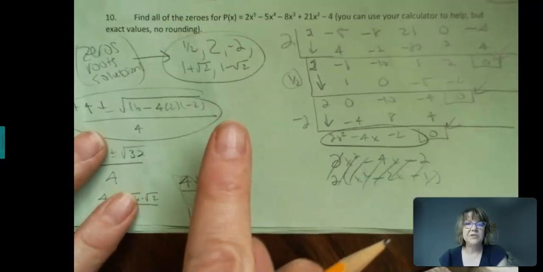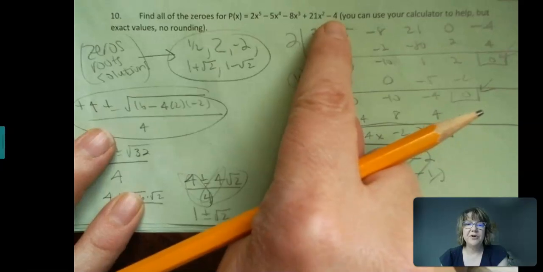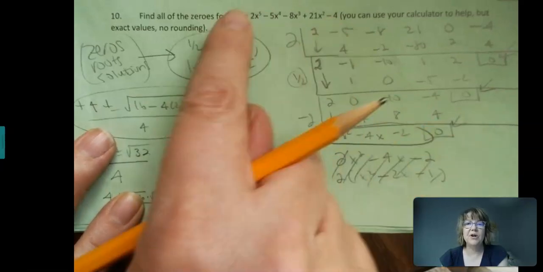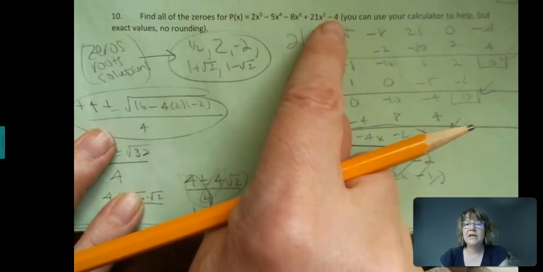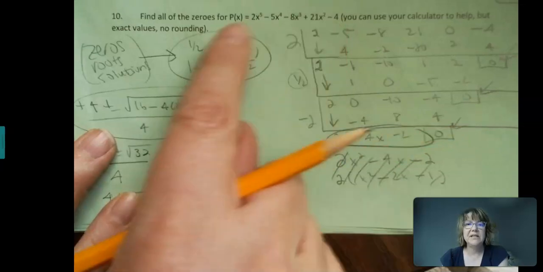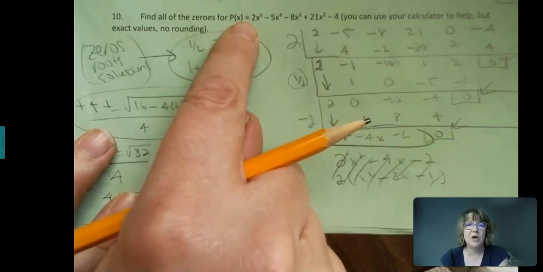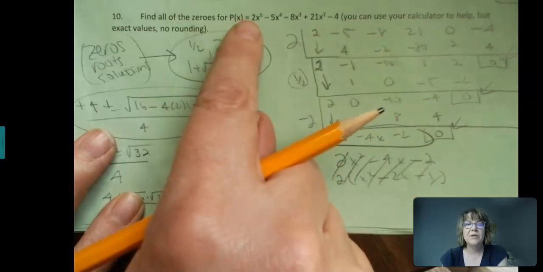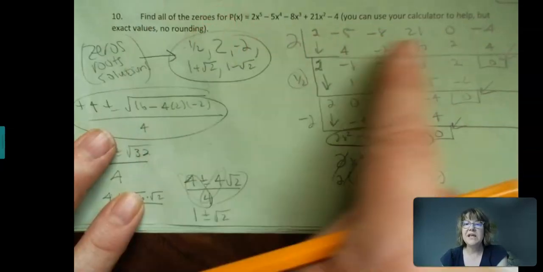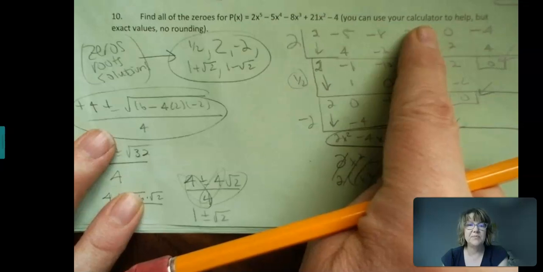Okay, so let's look at this one. I did the last shall be first. Okay, so plus or minus 4 and 1 and what? Plus or minus 2 are possibilities, and then divided by plus or minus 1. But this one says, or plus or minus 1, plus or minus 2. This one says I can use a calculator or say Desmos to help me.